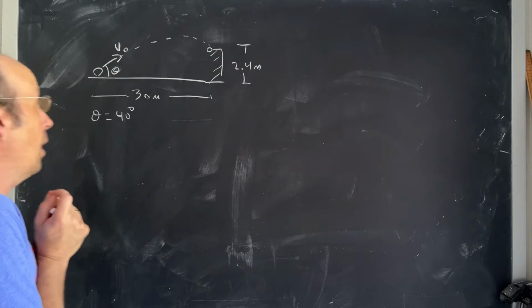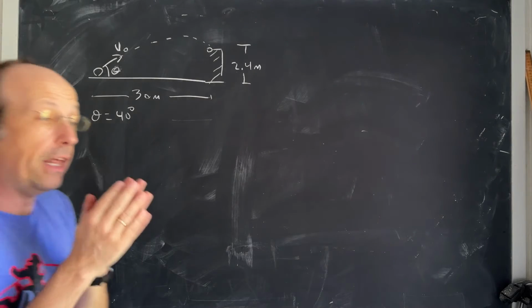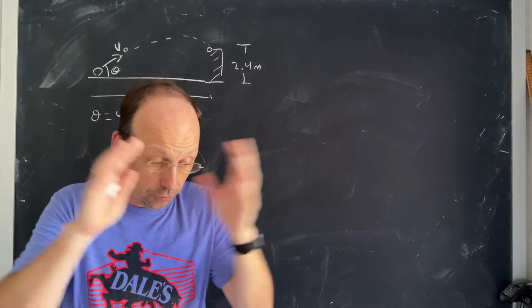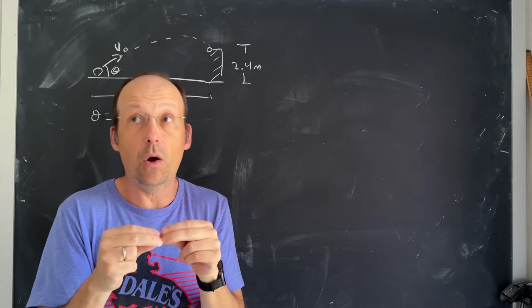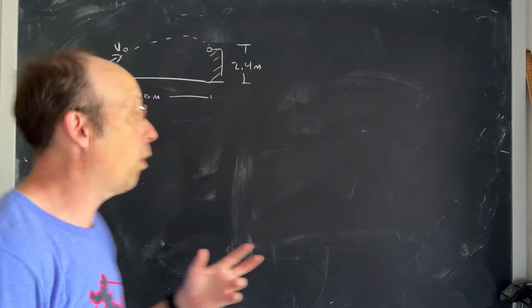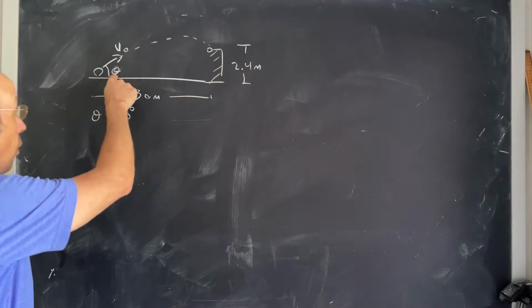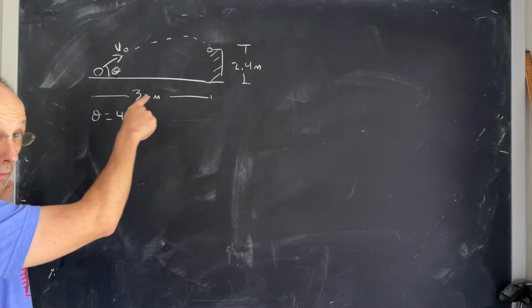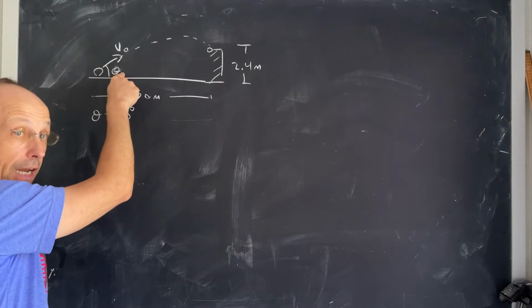So you can see here, I've already drawn a picture. That's one of the important things when you're doing questions like this: draw a picture and write down what you know. It helps you organize your ideas and also helps you think about what you're looking for. In this case, I know theta, I know this distance, I know that distance, which I'm going to write down in a second, but I'm looking for the initial velocity.